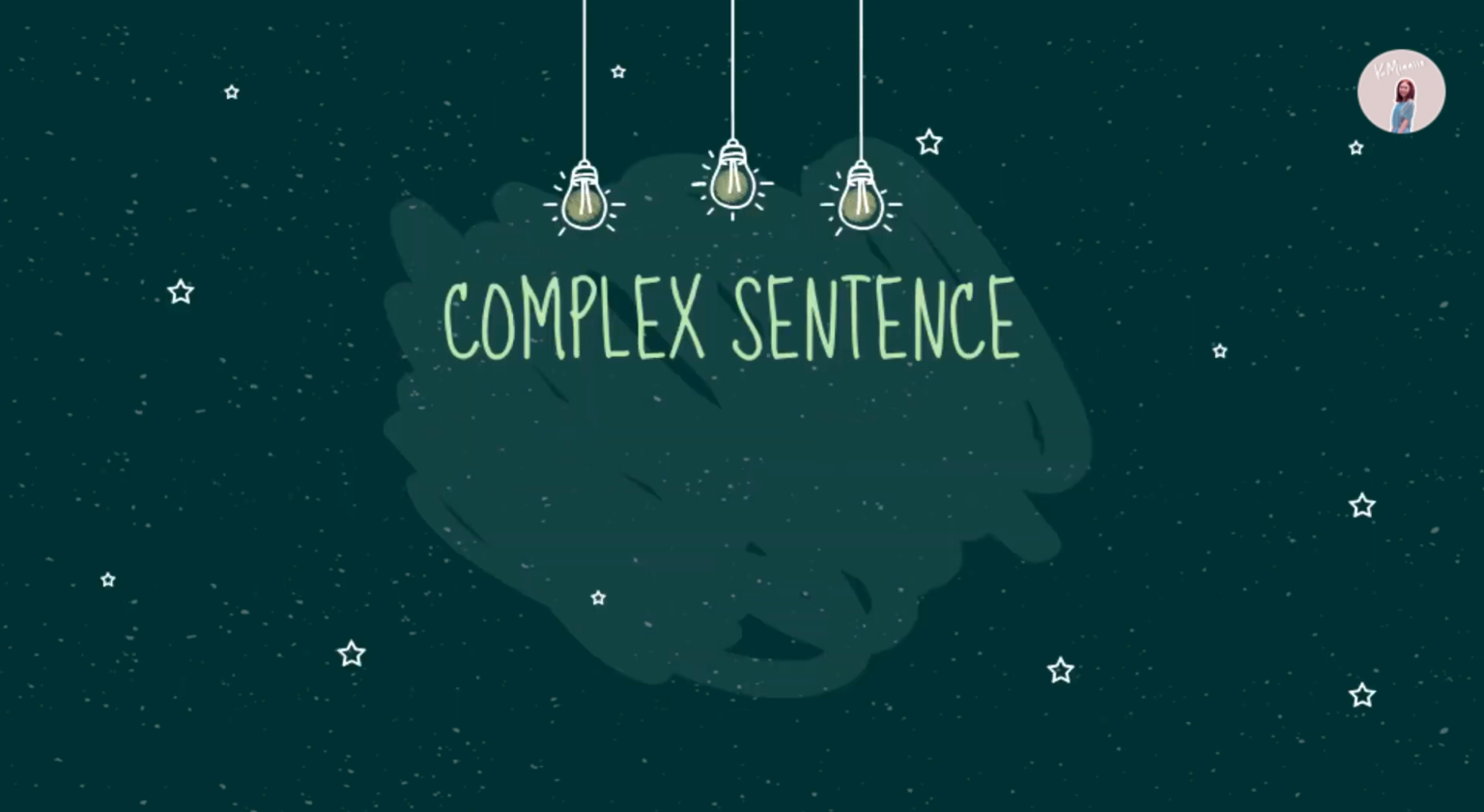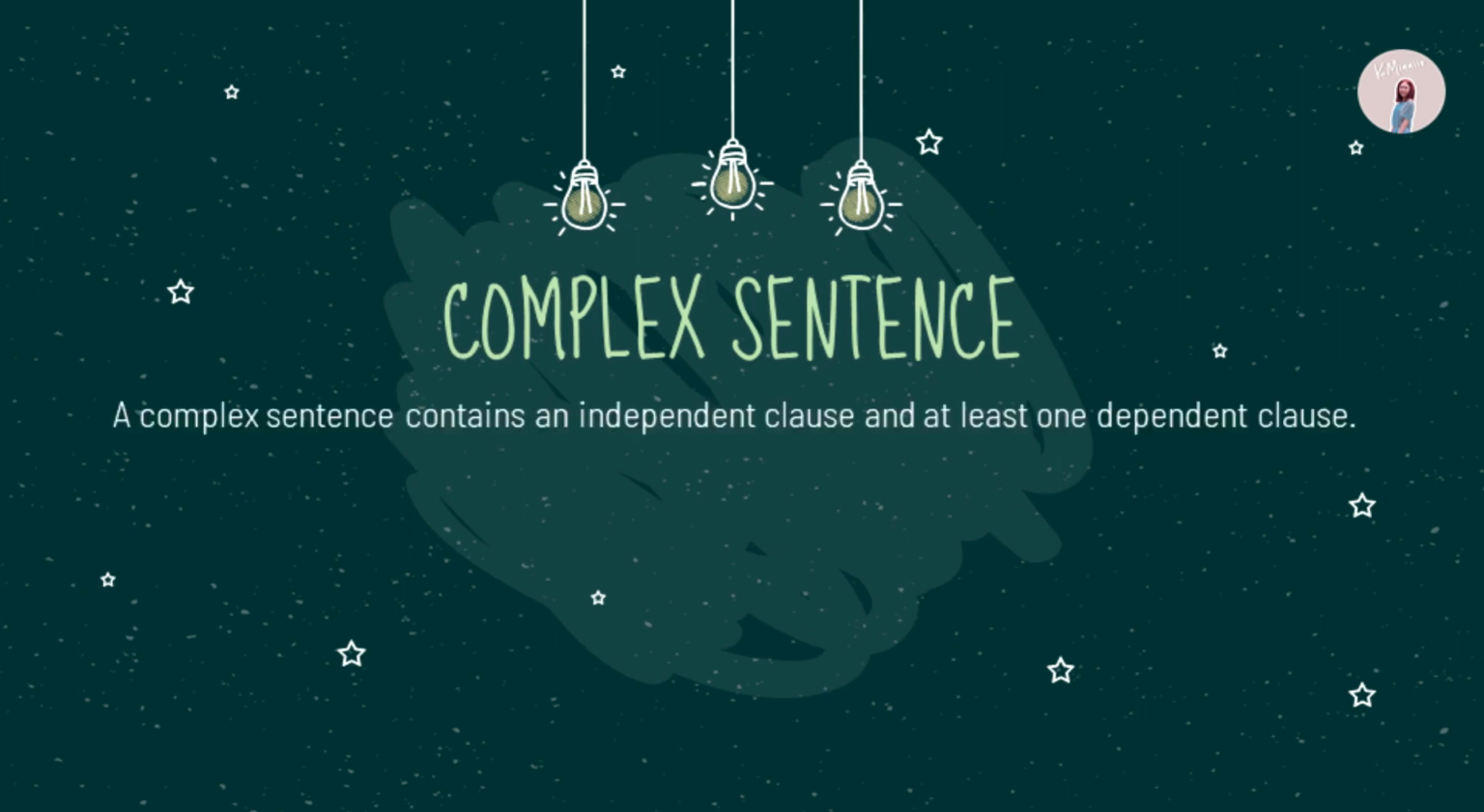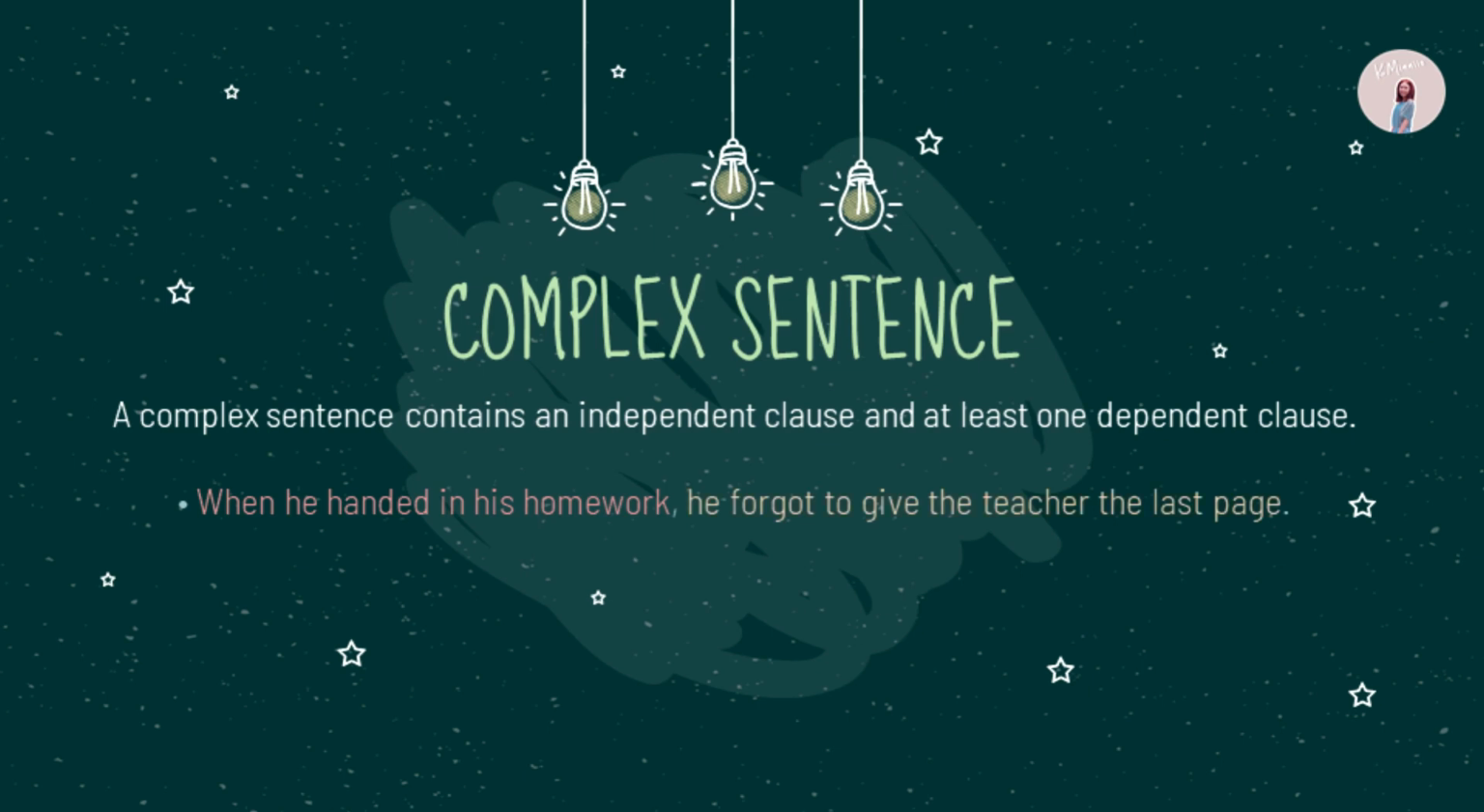Next, look at complex sentences. A complex sentence is a sentence that contains one independent clause and one or more dependent clauses. Unlike an independent clause, a dependent clause cannot stand by itself. Let's look at the examples. When he handed in his homework, he forgot to give the teacher the last page. The clause, when he handed in his homework, is the dependent clause. He forgot to give the teacher the last page is an independent clause.